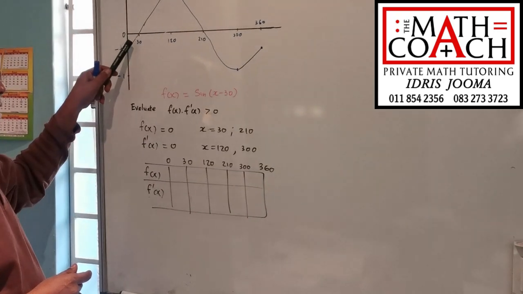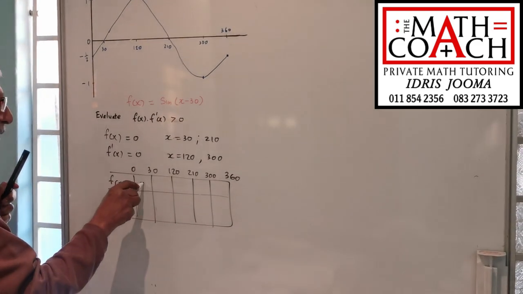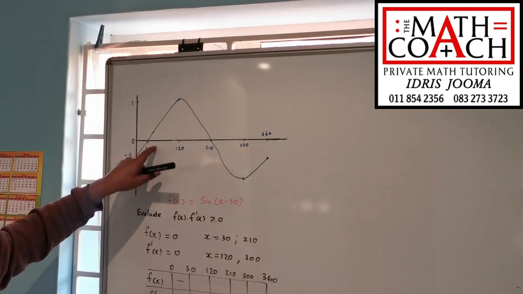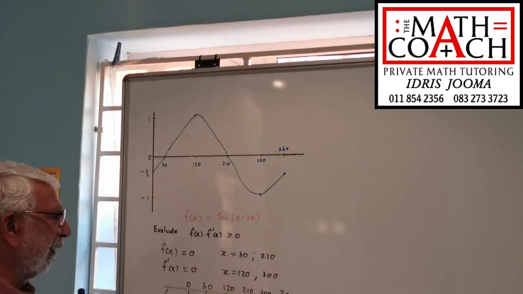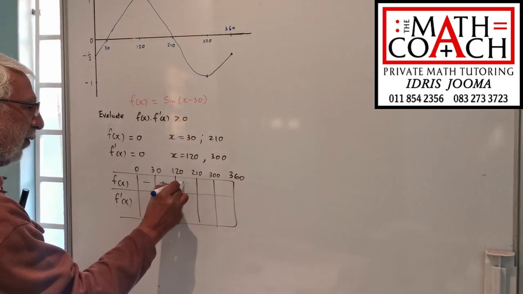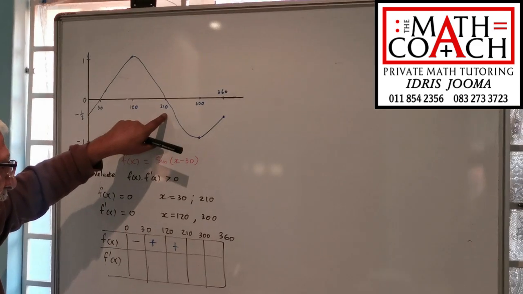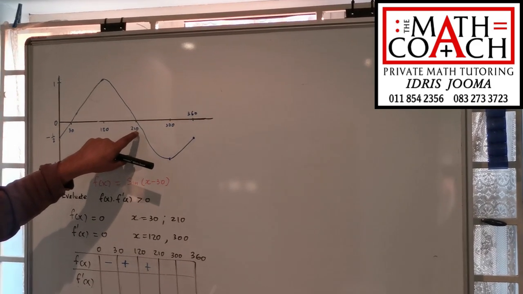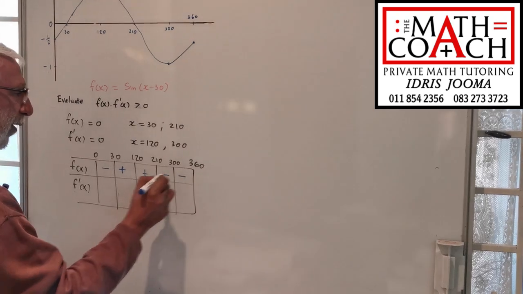Between 0 and 30, f(x) is below the x-axis, so it will be negative. Likewise, between 30 and 210 it is above the x-axis, so there will be a positive and a positive here. On the right-hand side of 210, the graph is below the x-axis, so it will be negative, right?